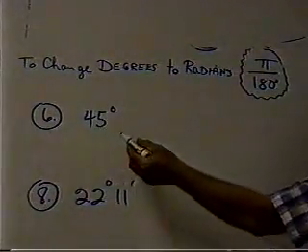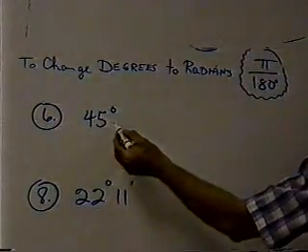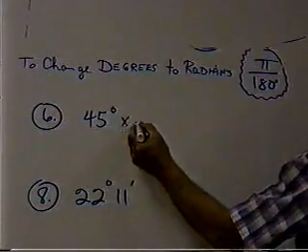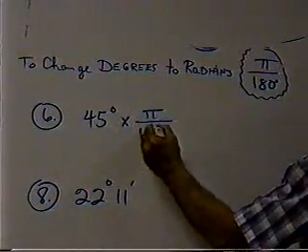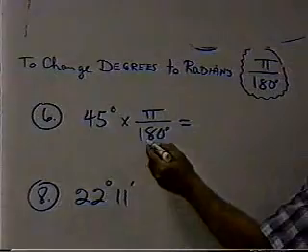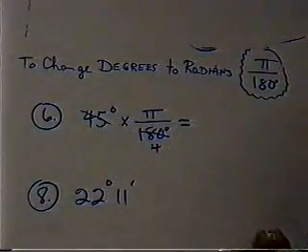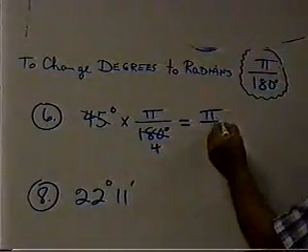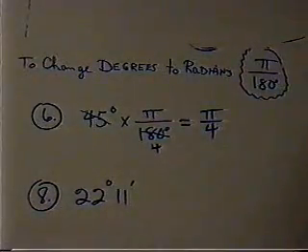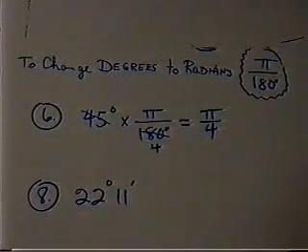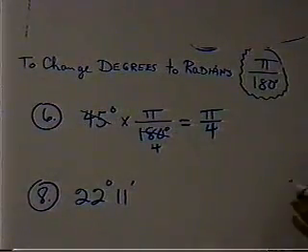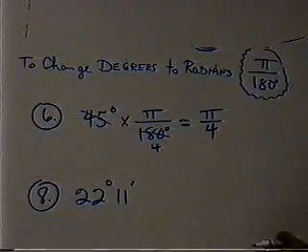Okay, so let's go look at example 6. We have 45 degrees. So we're going to multiply by pi over 180. And let's see, 45 will go into this 4 times. So our answer is pi over 4. Okay, so that's the mechanical method. Just always works, gets the job done.